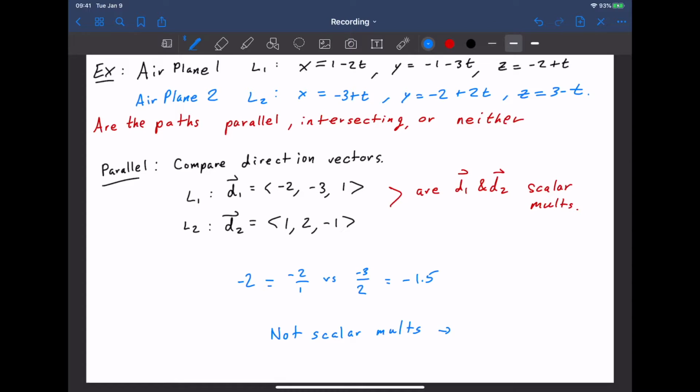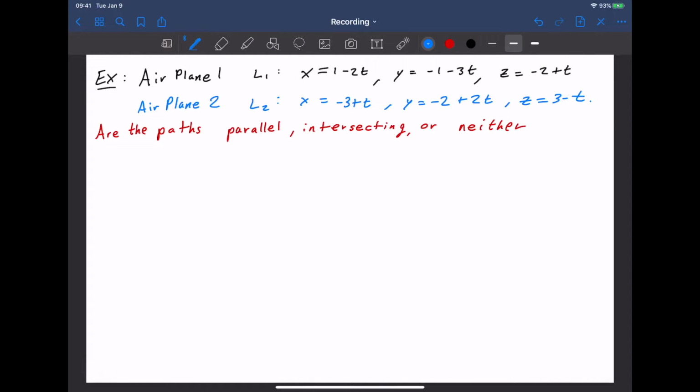Therefore, D1, D2 are not scalar multiples. Not scalar multiples. Therefore, L1 and L2 are not parallel. Just to save space. So that means we failed to be parallel. If you did show the lines are parallel, you're done. You've done the question. So now we're going to check if they're intersecting.